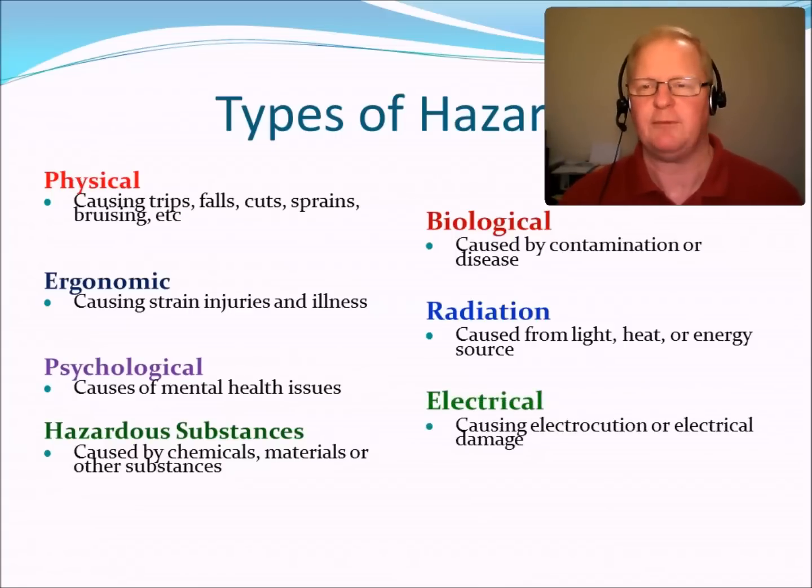And the final one we have in relation to workplace health and safety is electrical, causing electrocution or electrical damage, which can cause either injury or death to a person. So again, being aware of all the types of hazards is very important in the risk management process.